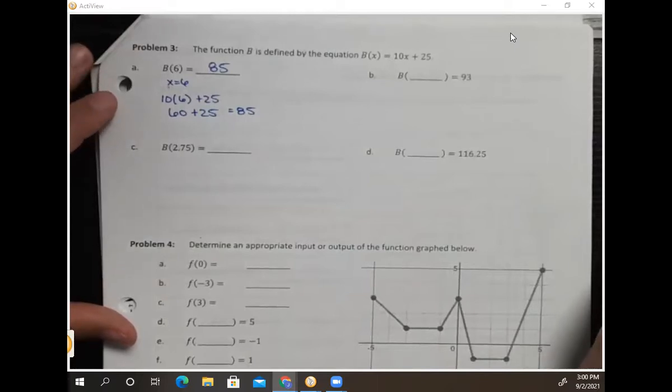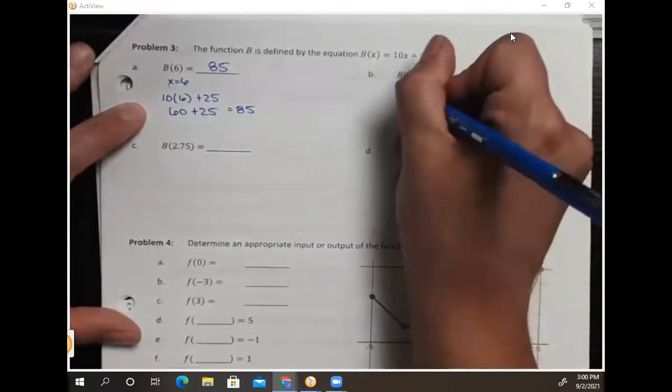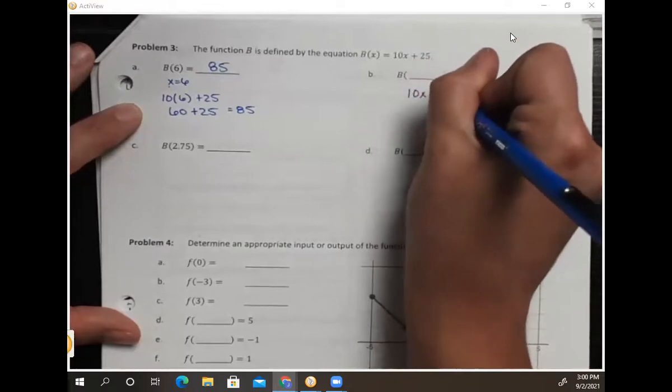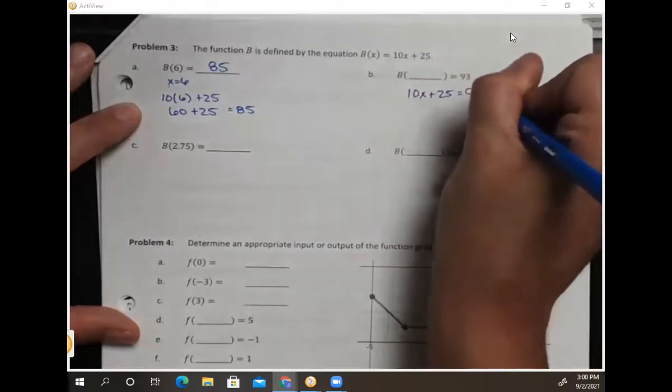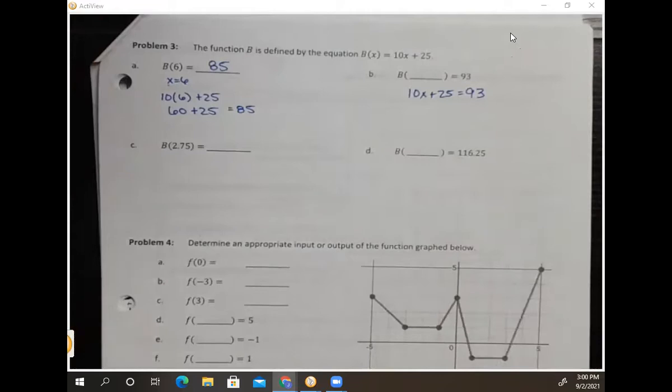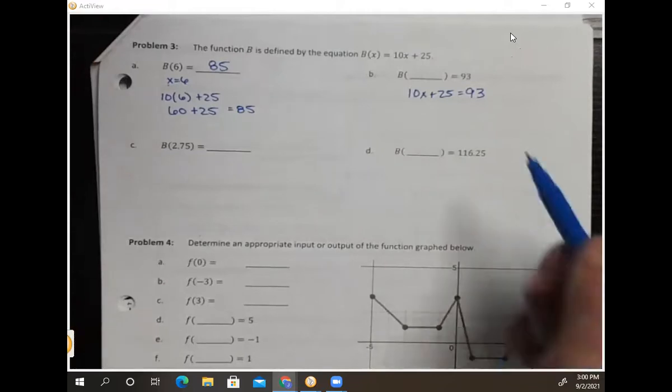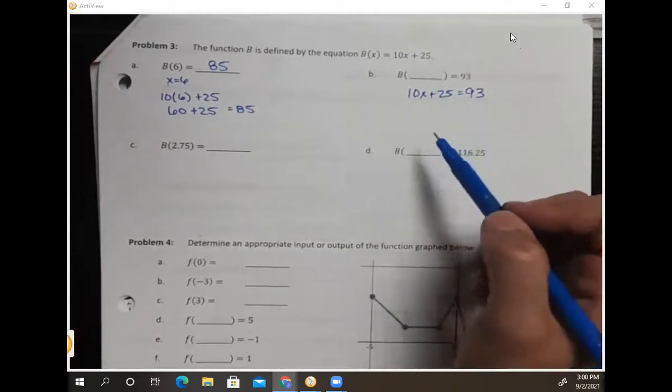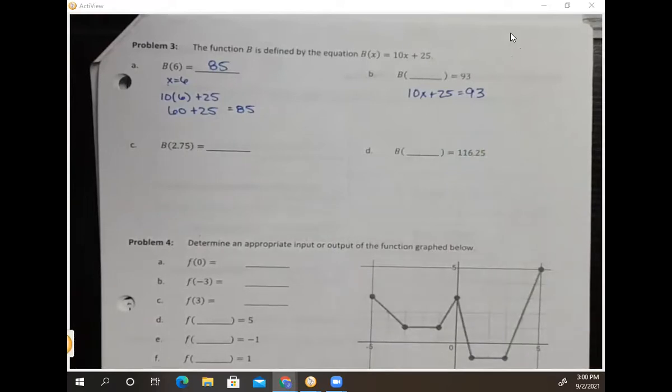So what I'm going to do is set this equal to 93. And then I'm solving for x. You guys have solved for x before. That's what you spent a lot of time in geometry doing, right? You set stuff usually equal to 90 or 180, and then you solve for x, okay? That's what we're doing here.